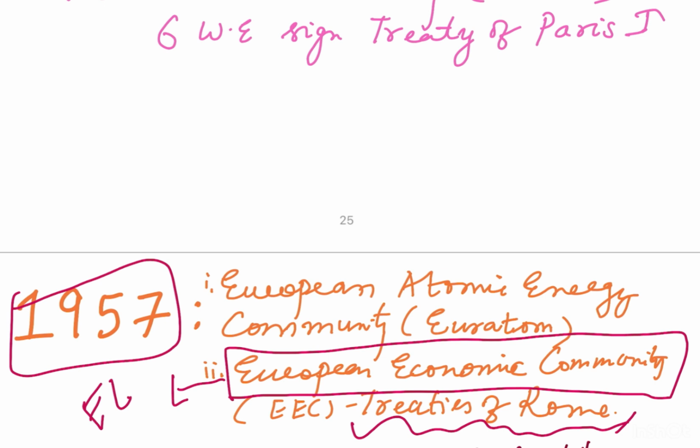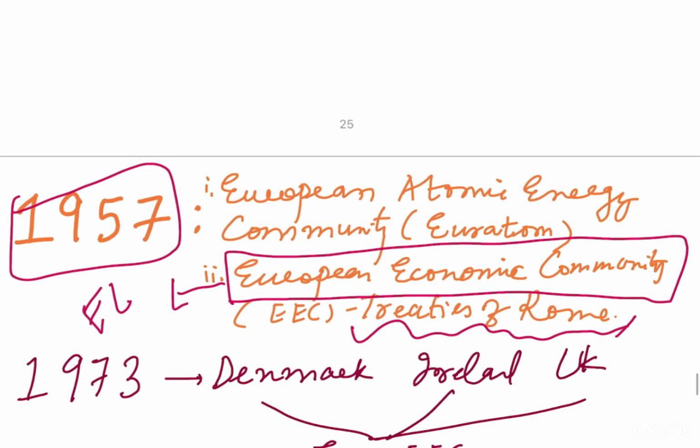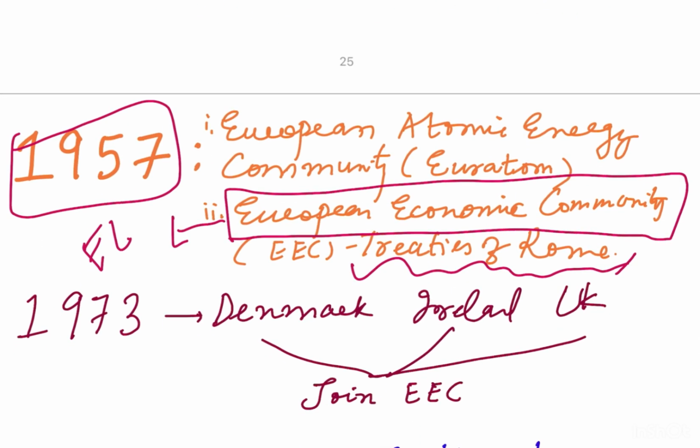So 1947 Marshall Plan, 1948 OEEC, 1949 Council of Europe, 1951 ECSC, 1957 Euratom and EEC. EEC by signing the Treaties of Rome, and ECSC by signing the Treaty of Paris. Here you also need to consolidate the information which you are gathering. Okay. Then we move on to the year 1973.